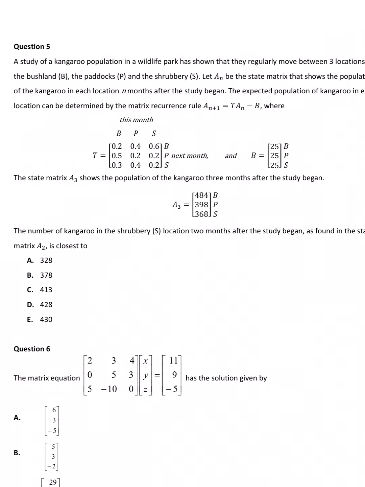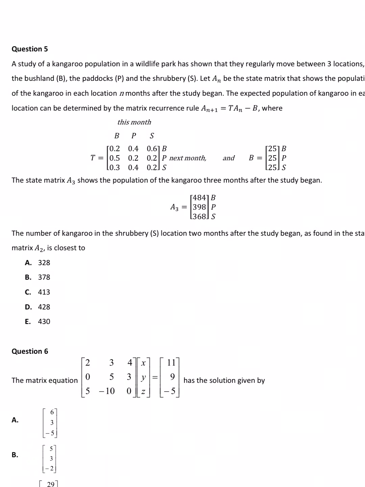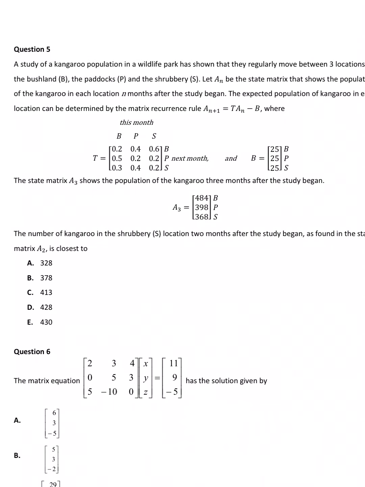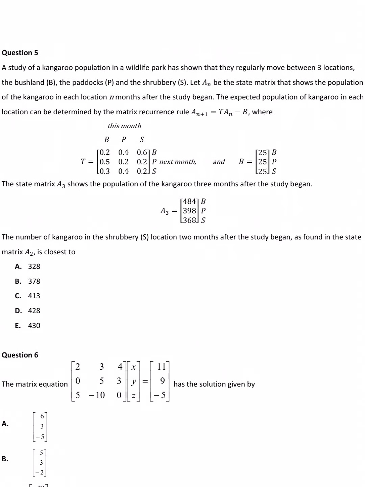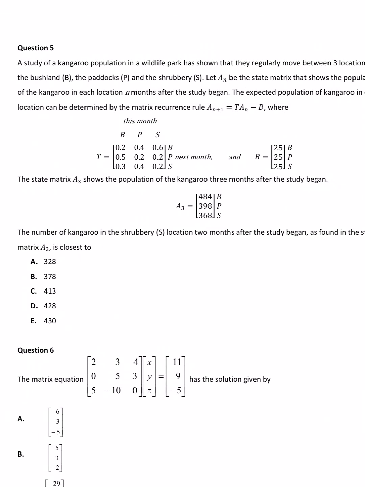All right, question 5. A study of kangaroo population in a wildlife park has shown that they regularly move between 3 locations: the bushland, the paddocks, and the shrubbery. Let An be the state matrix that shows the population of the kangaroos in each location n months after the study began. The expected population of the kangaroos in each location can be determined by the matrix recurrence rule. And we've got the rule there.